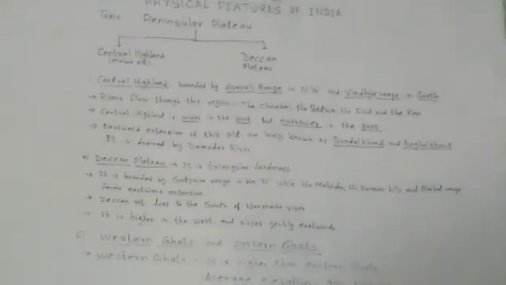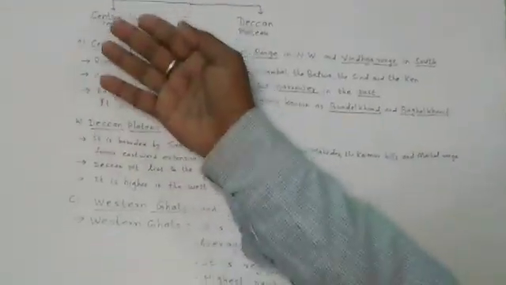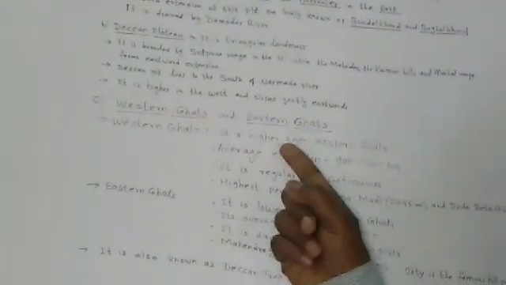Physical Features of India. And as I already told you about the major physiographic divisions of India, one of the features is the Peninsular Plateau. I told you yesterday that the Peninsular Plateau is divided into two parts, Central Highland and Deccan Plateau. Now today I will tell you about one part of the Peninsular Plateau, that is, the Western Ghat and Eastern Ghat.